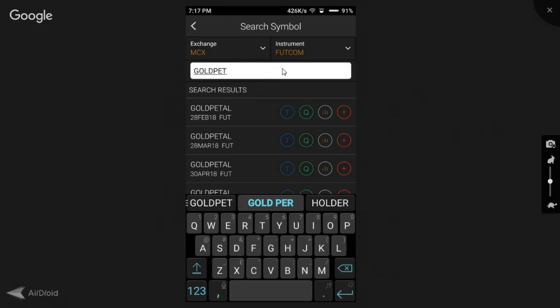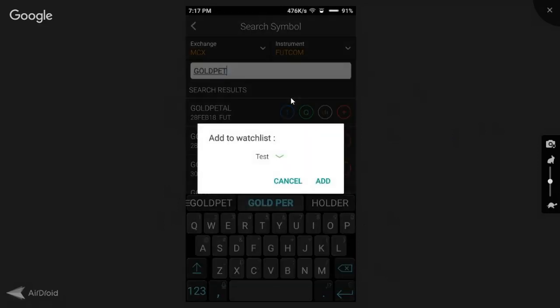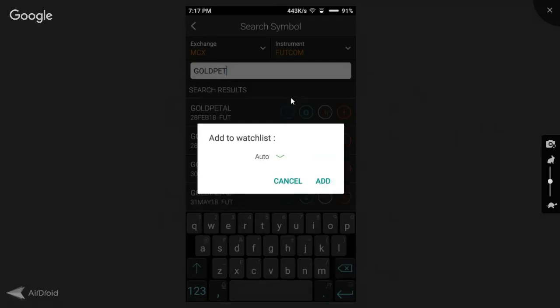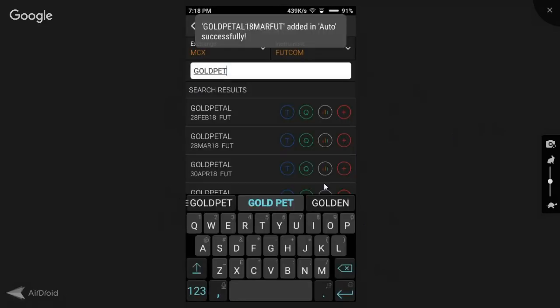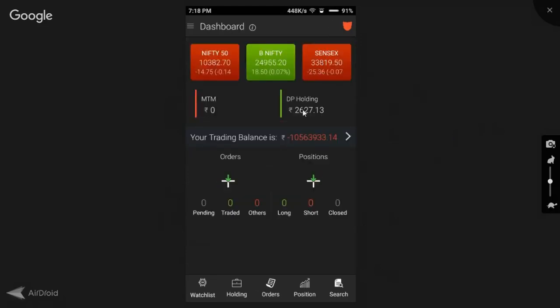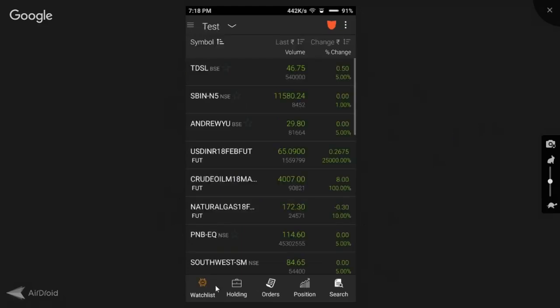So how do we do that? We click on plus. We take the March contract plus and choose the watch list auto that we just created, and we click on add. Successfully added. So we go back to our dashboard. We click on the home screen here, and we go to watch list over here.